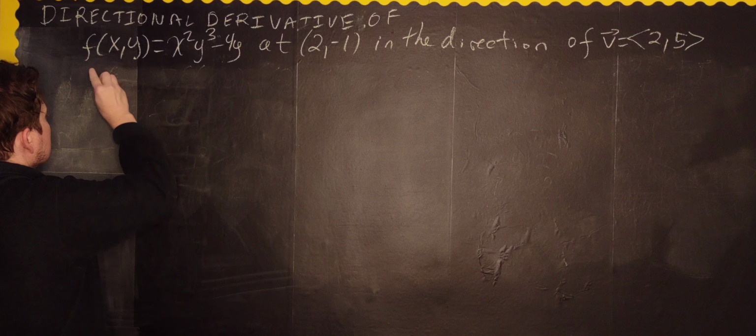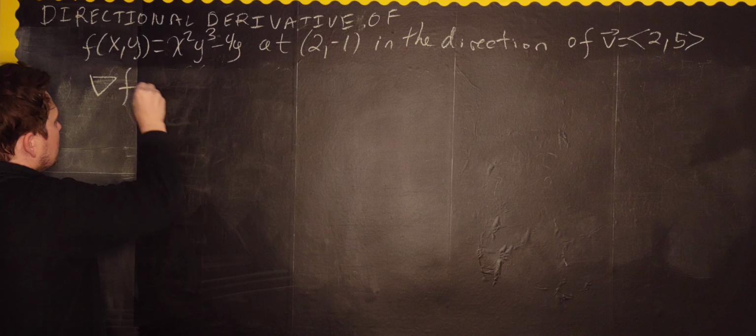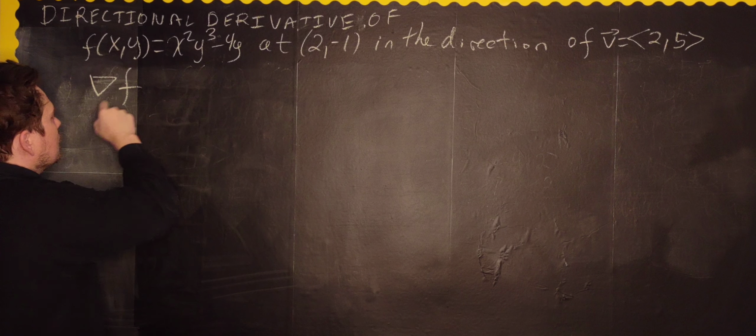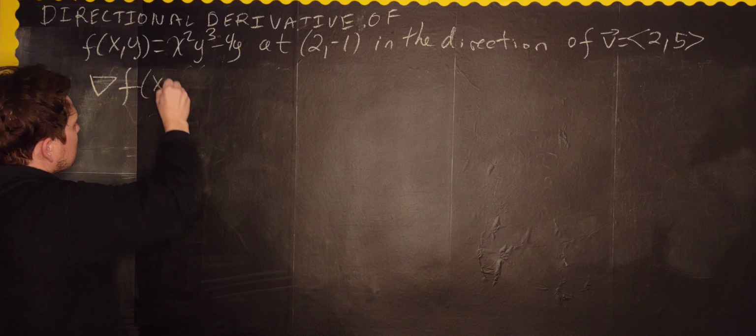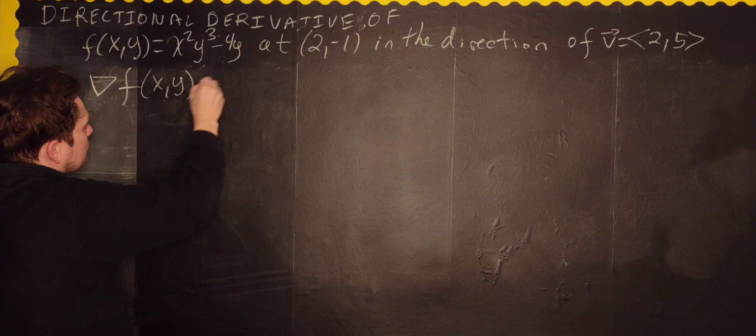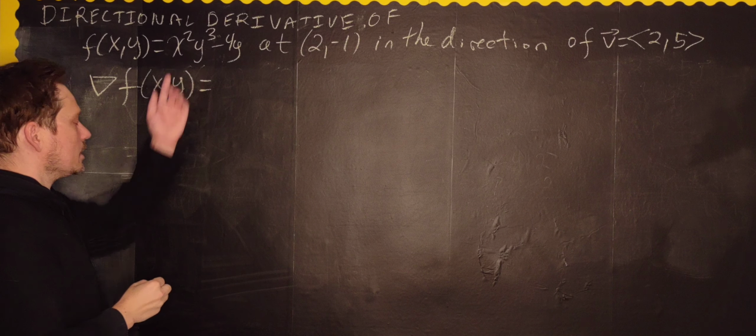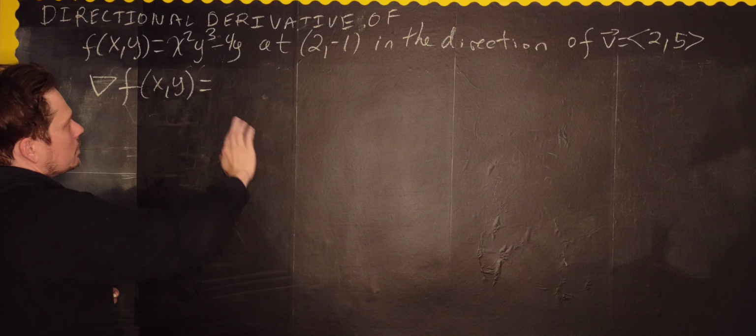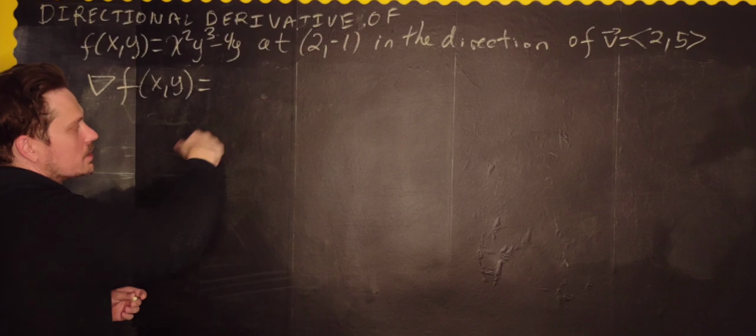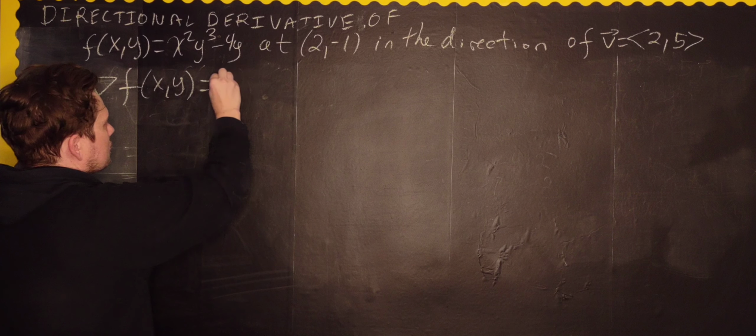So first I'm going to find the gradient vector here. The gradient of f, again, it's like a little upside down triangle, but this gets the idea across anyway. What you have to do is differentiate the function with respect to x, that becomes the first component, and then the derivative with respect to y becomes the second component, as you might recall.